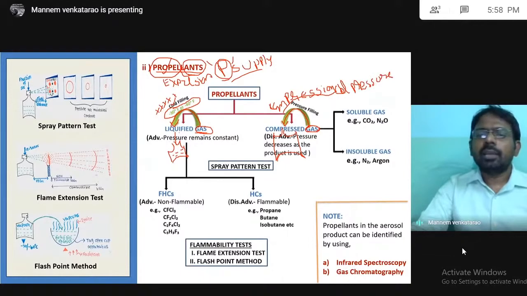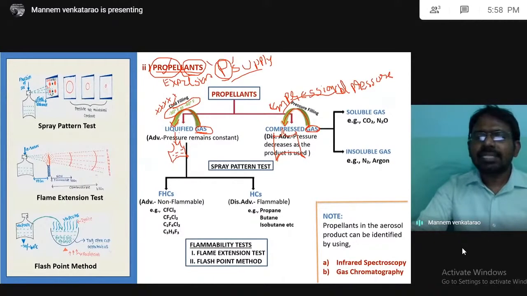So in sodas, what happened? We fill the carbon dioxide. How? By using the gas cylinder, one instrument that can forcefully compress the gas into the container. Compressed gas forcefully introduced into the container is what is called a compressed gas propellant.